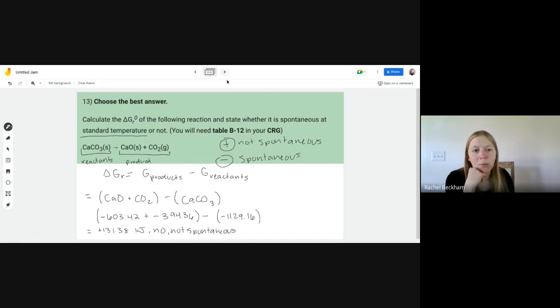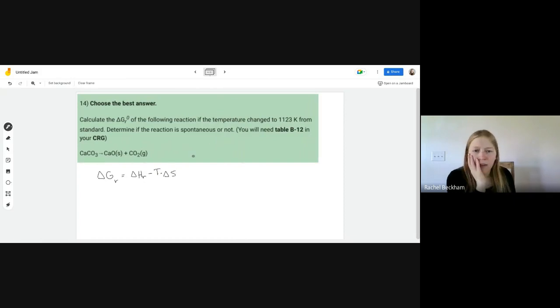Now let's look at problem number 14. Calculate the delta GR of the following reaction if the temperature changed to 1123. Okay, so this is not at standard temperature. So we need to use this equation here, which means that we need to find delta HR and delta S.